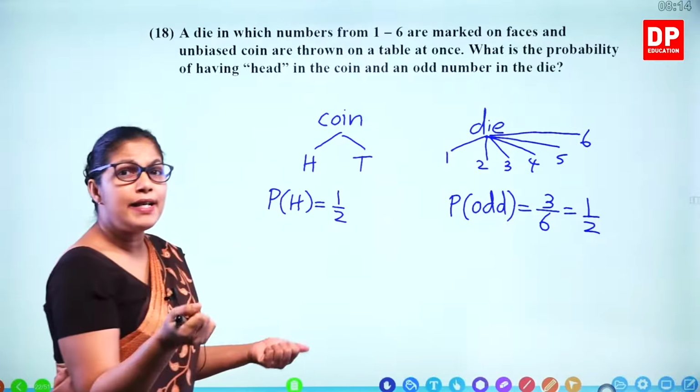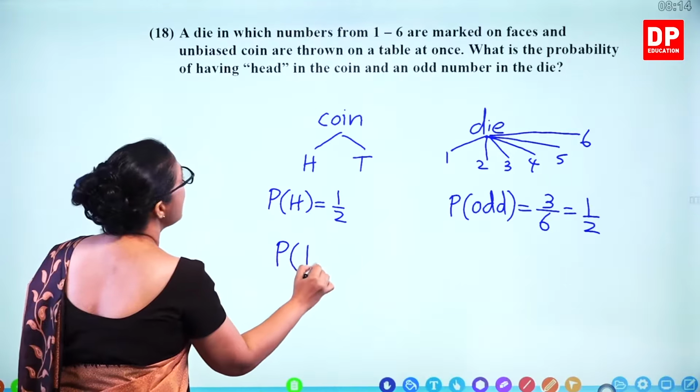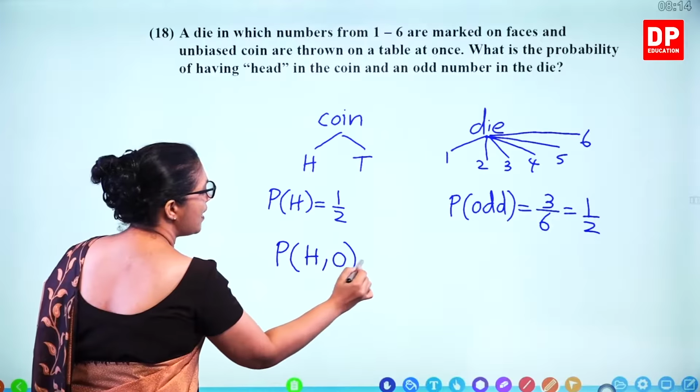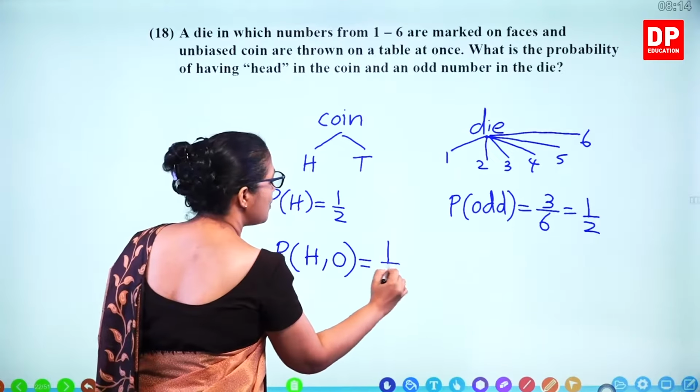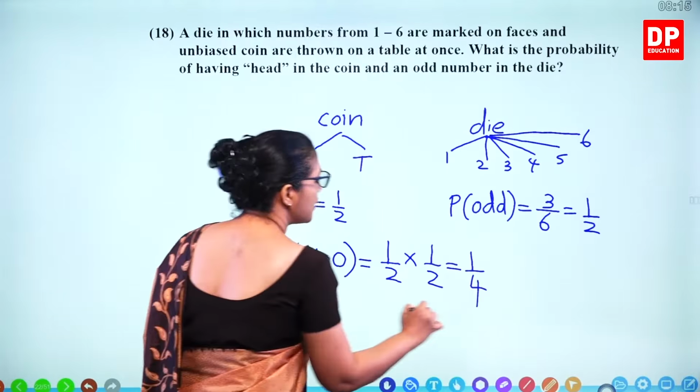These two are independent events. So what is the probability of having head and odd number? We can multiply these two. Half into half, that's 1/4.